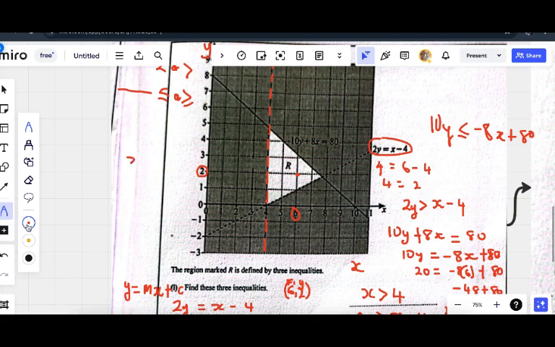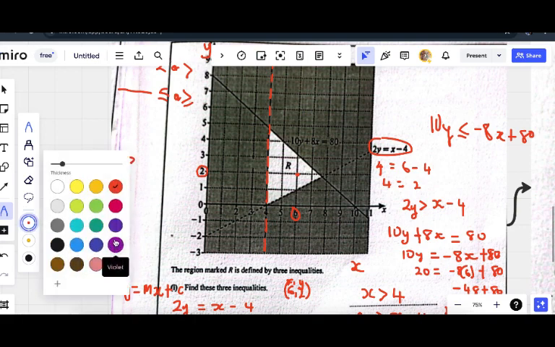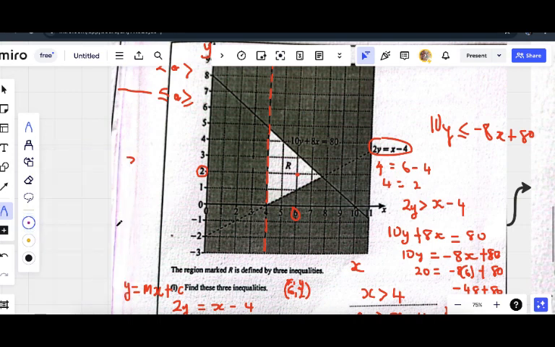Let's change the color because we're doing a different thing now, so it'll be different from what we've done. Purple. Let's use purple. So we have 3x plus y. They say we should write the largest value of this 3x plus y within this region of R. So let's test this first point we've chosen. X is 6. 6 times 3, you get 18. And y is 2. 18 plus 2, you get 20.